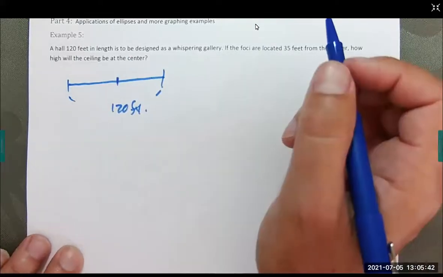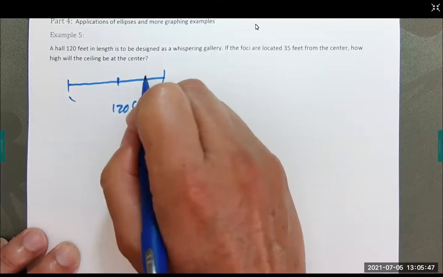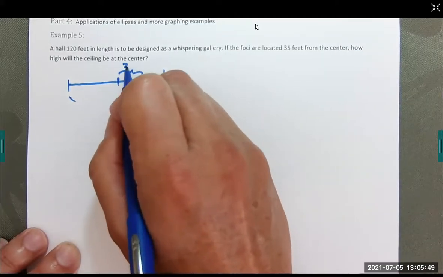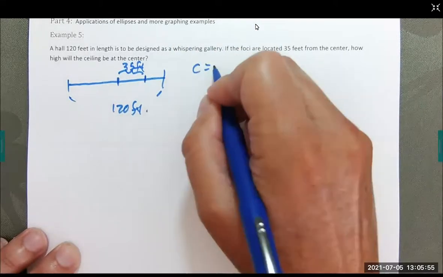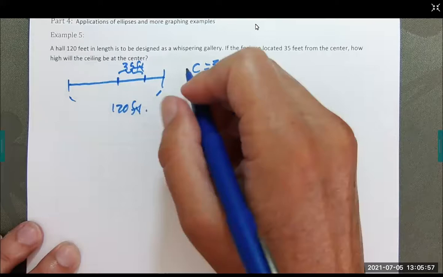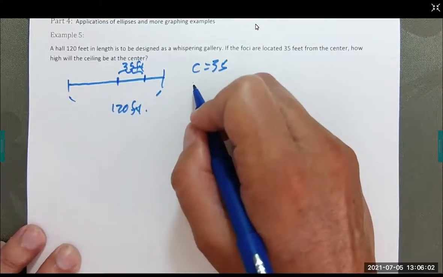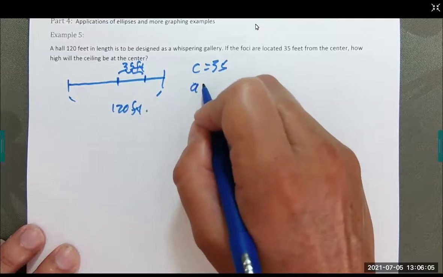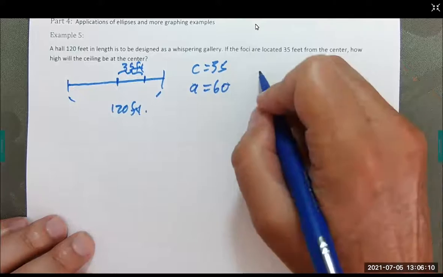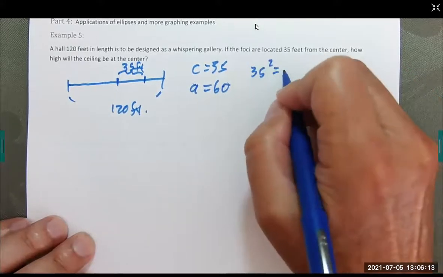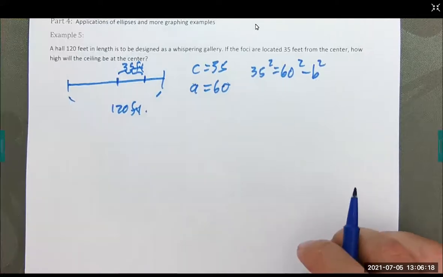And we, of course, can just figure out we are going to be going 35 feet. So C in this case is actually our 35. This is our major axis, obviously. So half that's going to be 60. So A is 60. And from there, we're going to have 35 squared equals 60 squared minus B squared. And B will be the height to the ceiling to make this work.